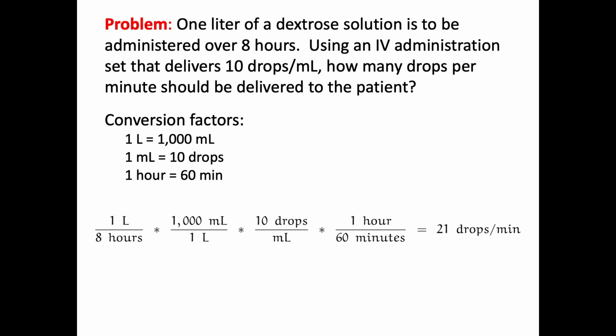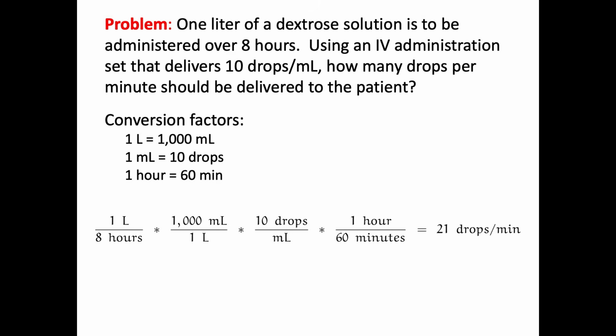Let's start with what we know. We know that we have a ratio. We know that we have 1 liter of solution that needs to be administered over 8 hours. So you'll notice on the far left, I put 1 liter over 8 hours. That was given to me in the question. That's what I'm starting with. What are the final units? The final thing I want to know is how many drops per minute.